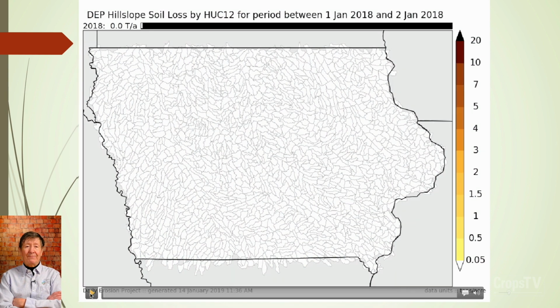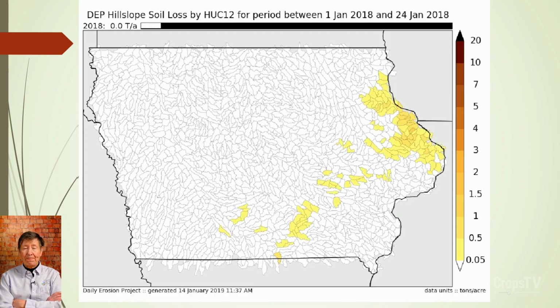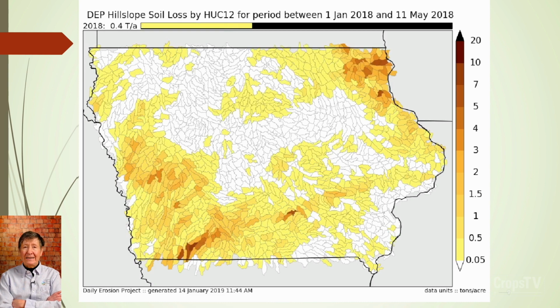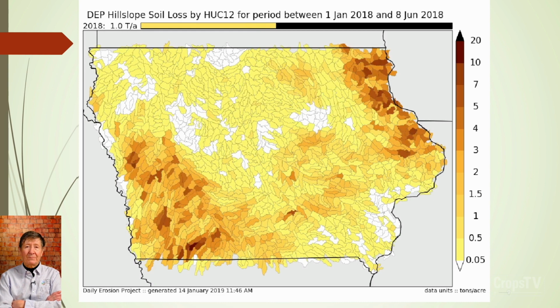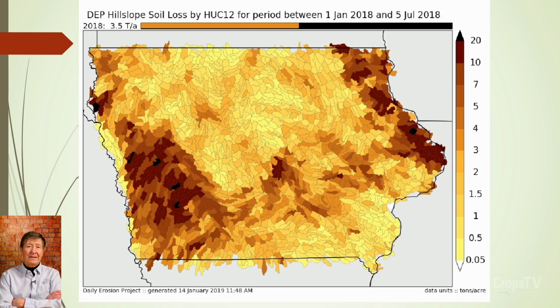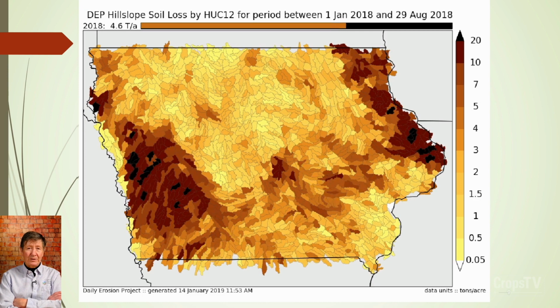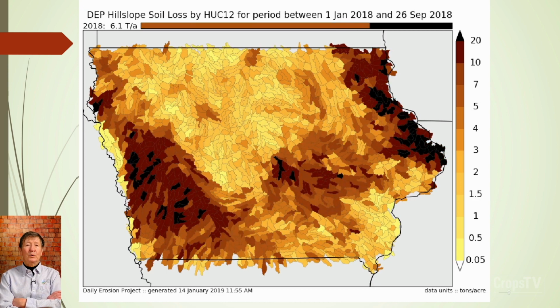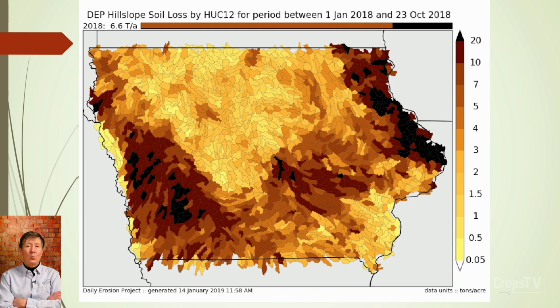Okay, I'm going to press an animation bar on this screen, and if you look in the upper left-hand corner, it gives you the average statewide soil erosion rate as we move through time. As the animation bar trips, the date in the upper right-hand corner will start from January 1 and go through December 31 of 2018, and you will see the color codes change. The ramp is on the right, and you will see where and when our soil erosion occurred in 2018 across the state.